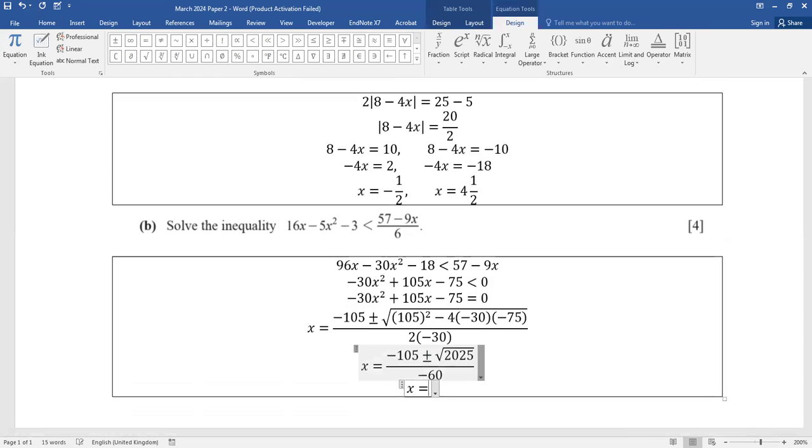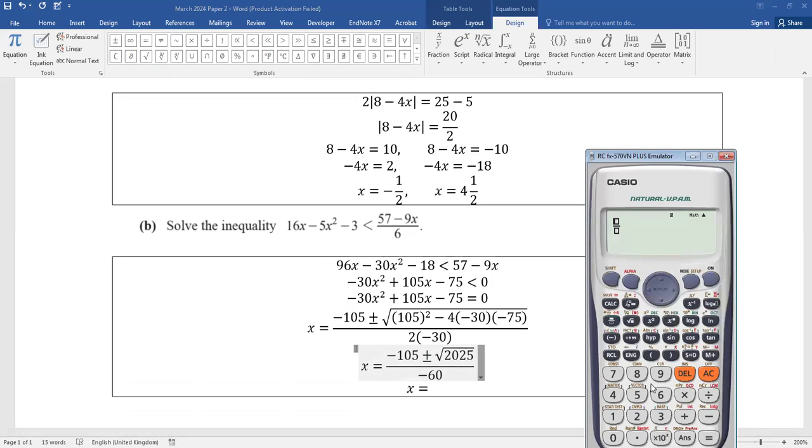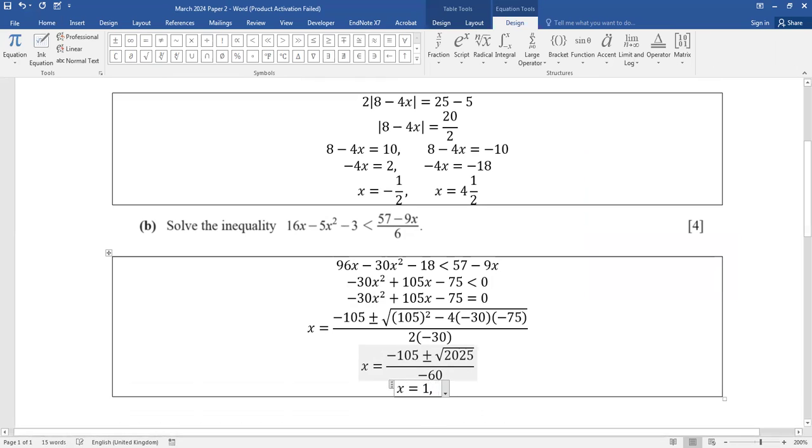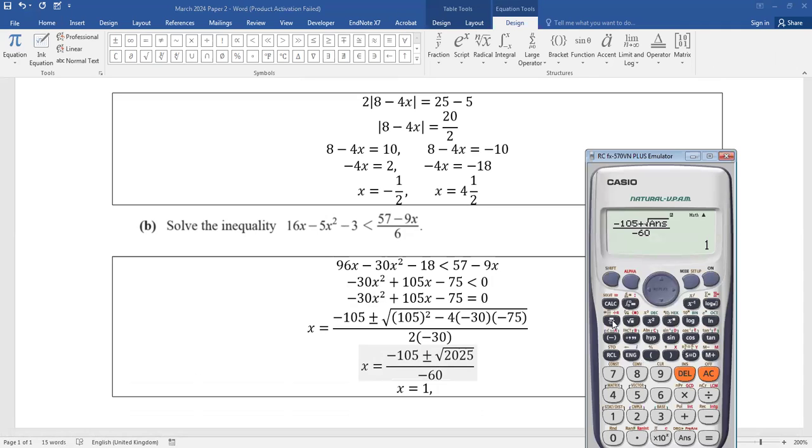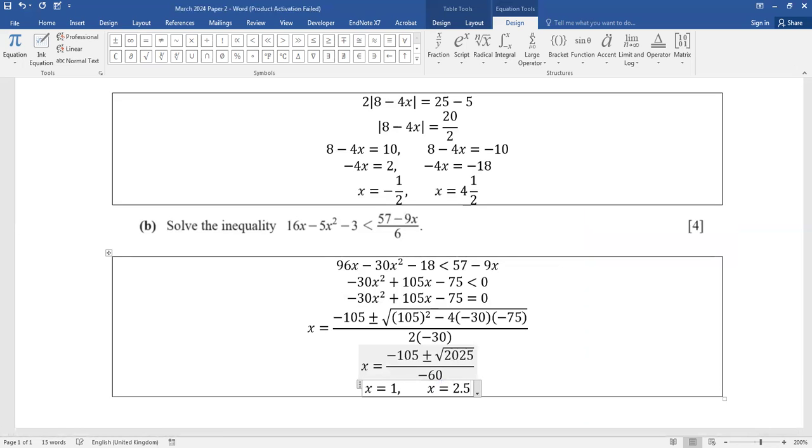So the two values of x that I will get is minus 105 plus under root answer upon minus 60, which is 1. And the other one will be minus 105 minus under root 2025 upon minus 60, which is 2.5. So these are the two critical values.